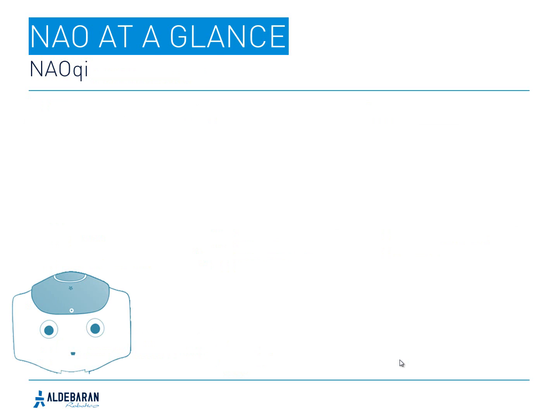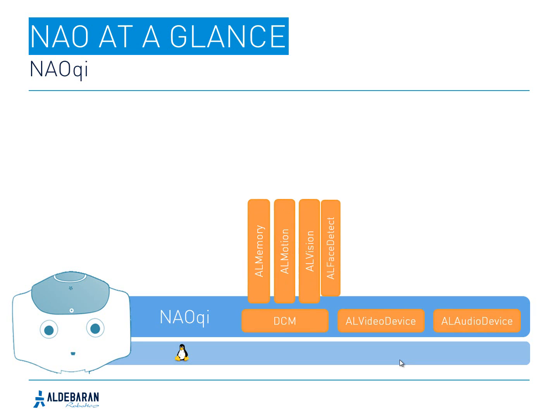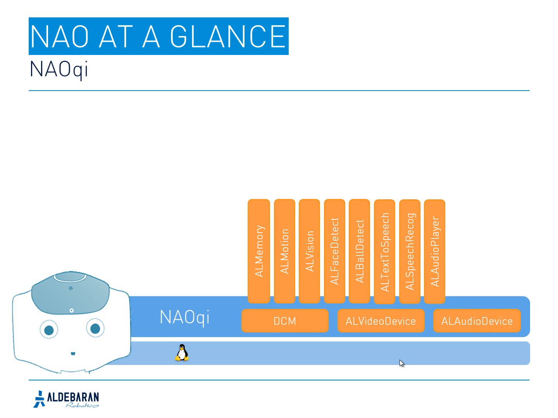So let's now dig into the software architecture of the robot. NAO is running Linux, and on top of that we have built a middleware that we call NAOqi. NAOqi will be the base of all the interactions you will have with the robot. This middleware gives you access to different modules, such as the DCM, the video device, the audio device, that gives you access to the camera of the robot, the microphones, the speakers.